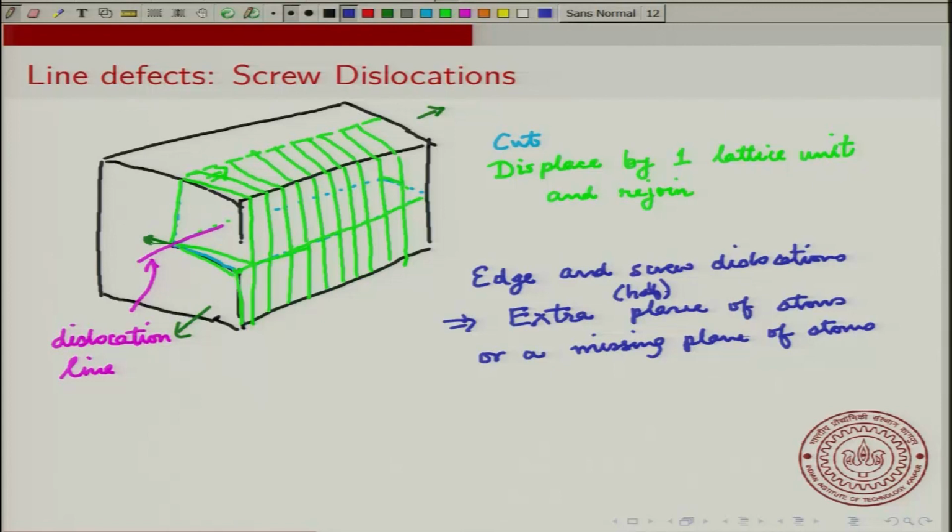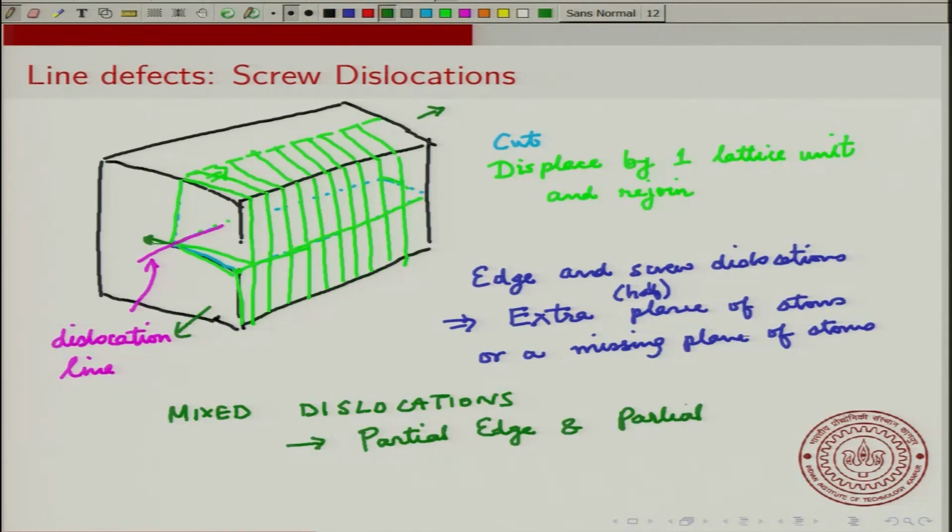What I do want to say is that you can have what are called mixed dislocations, where the dislocation has partial edge and partial screw character. And formally you can give a very precise meaning to this. There is a precise definition which I won't talk about. So I'll just write it here. There is a precise definition.